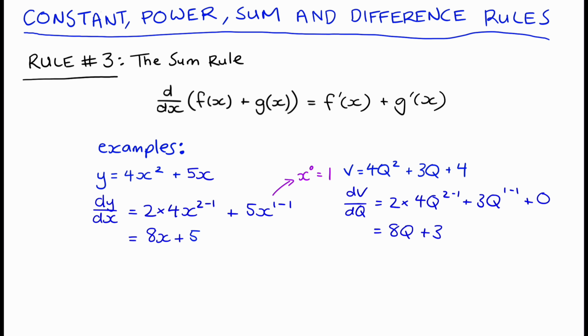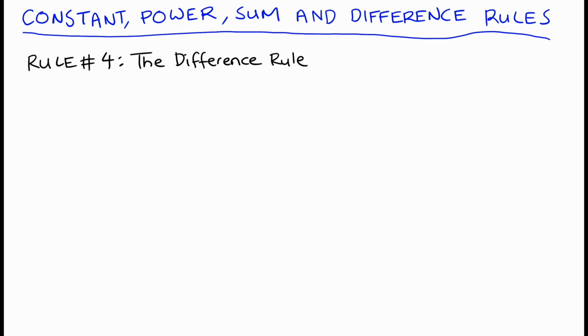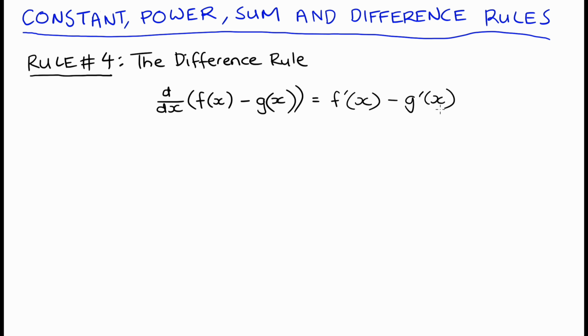All right, lastly, we have the difference rule, which is like the sum rule, but it just covers situations where we have subtraction. So the derivative of two functions subtracted from one another is equal to the difference between the derivatives of the two functions in question.